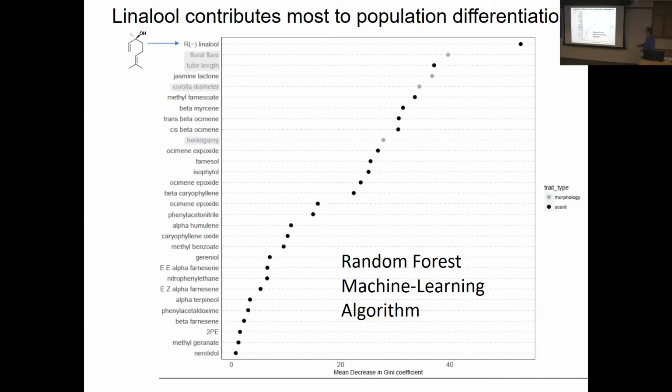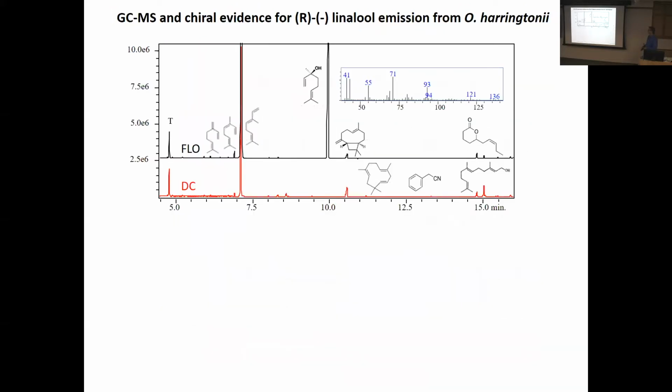And so what you look for is a Gini coefficient, and the biggest one by far was our friend R-minus linalool. Okay, there's another floral volatile up there, jasmine lactone, and then there's some floral morphometrics that are giving larger Gini coefficients, but the rest of the volatiles are pretty paltry. Okay, so that's good. How do I know what this is?